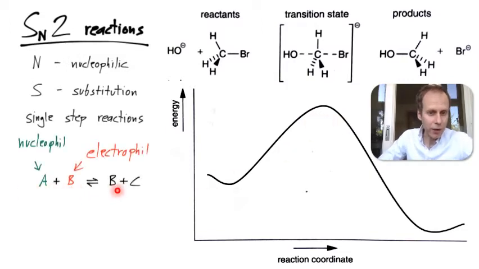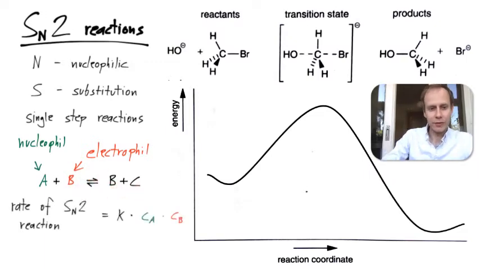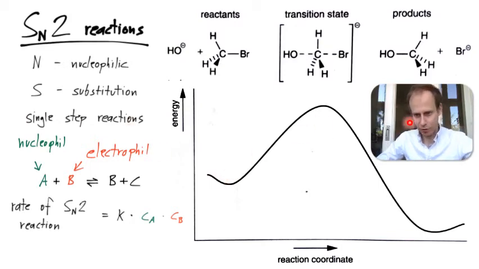So we can write the equation generally as a nucleophile reacts with an electrophile to produce products, and the rate of this reaction is proportional to both the concentration of the nucleophile and the concentration of the electrophile. And that's because in order for them to react with each other, they need to meet, and they meet and in one single step form the products.